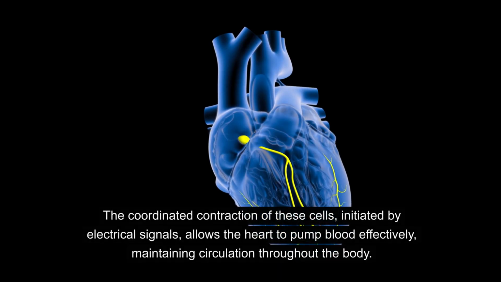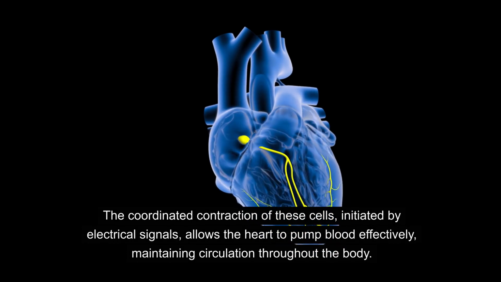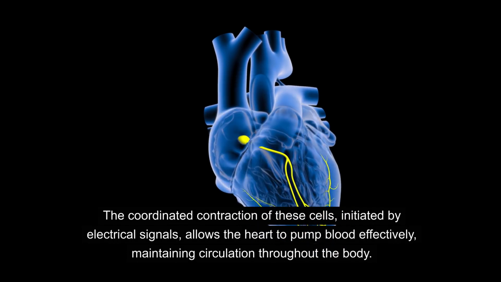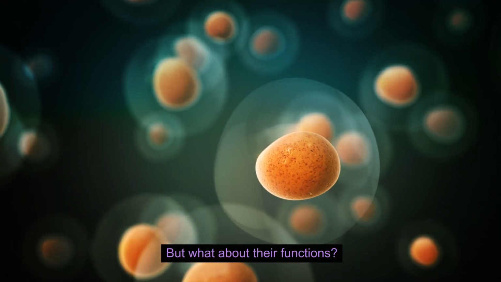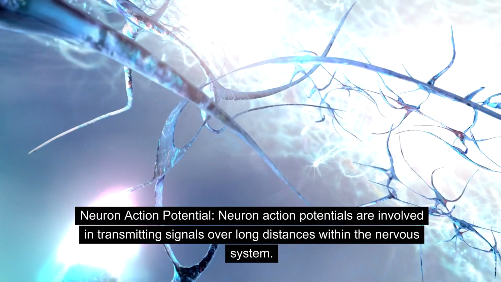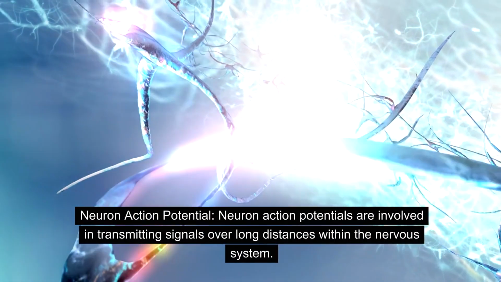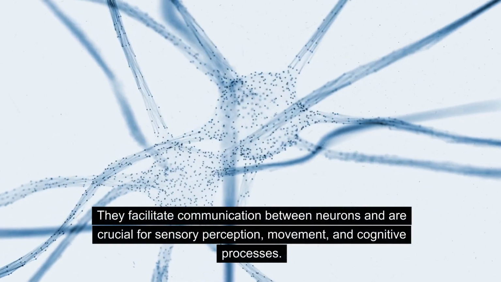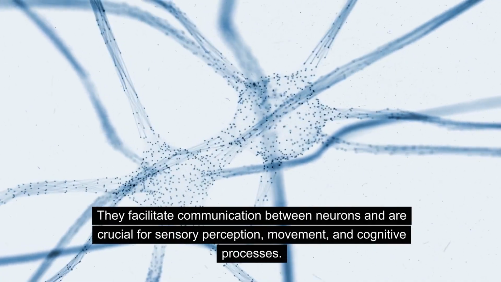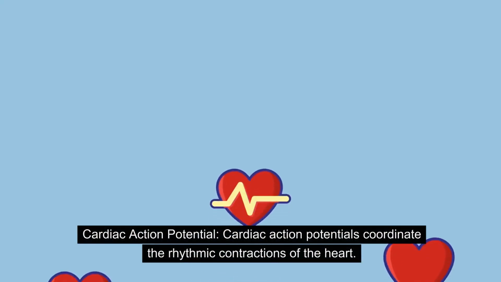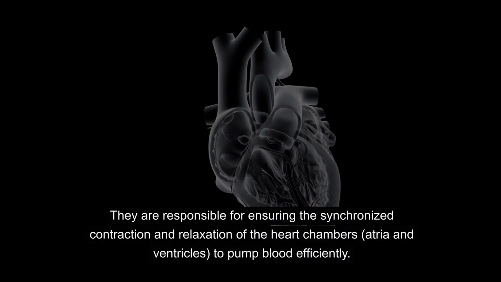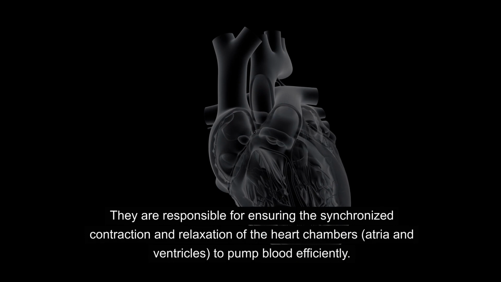The coordinated contraction of these cells, initiated by electrical signals, allows the heart to pump blood effectively, maintaining circulation throughout the body. But what about their functions? Neuron action potential. Neuron action potentials are involved in transmitting signals over long distances within the nervous system. They facilitate communication between neurons and are crucial for sensory perception, movement, and cognitive processes. Cardiac action potential. Cardiac action potentials coordinate the rhythmic contractions of the heart. They are responsible for ensuring the synchronized contraction and relaxation of the heart chambers.